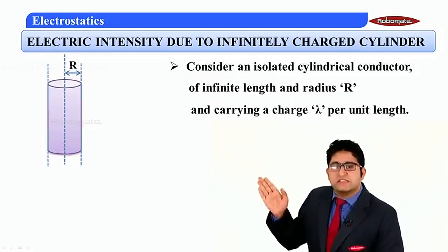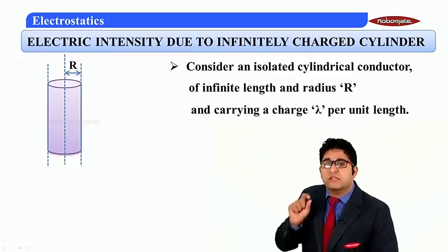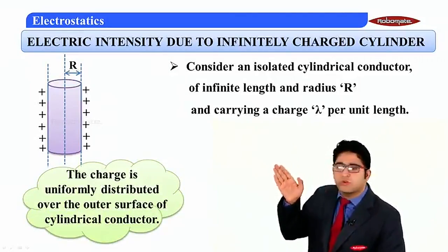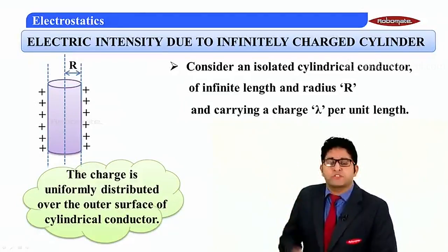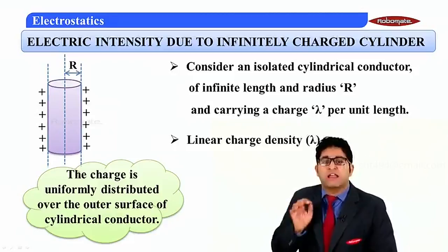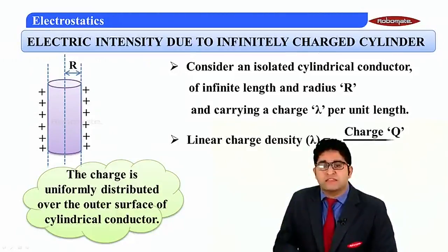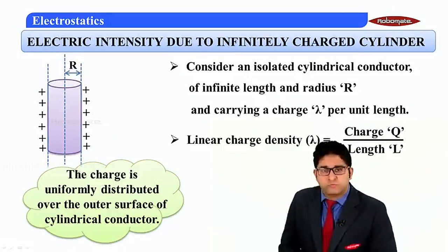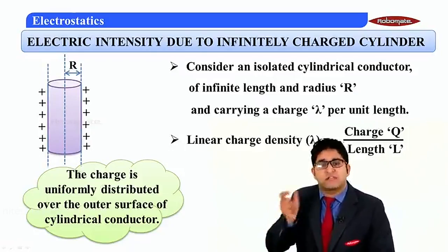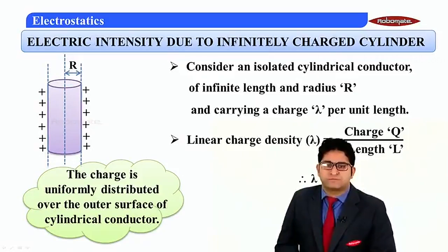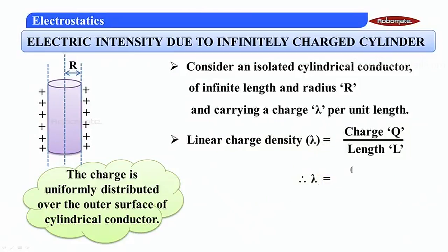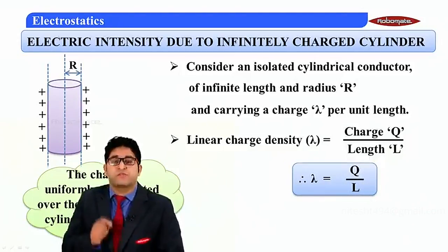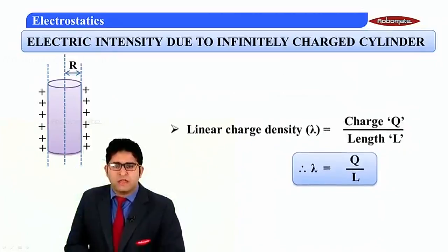Since this cylinder is a conductor, this charge will get uniformly distributed on the surface of the cylindrical conductor. Since it is a uniform distribution, I can say the linear charge density lambda is given by charge capital Q upon length capital L, where Q is the charge on the section that will get enclosed, and L is the length of the section that will get enclosed. So lambda is equal to capital Q upon capital L. This is the formula for linear charge density, and this expression is very important. Kindly note it down.